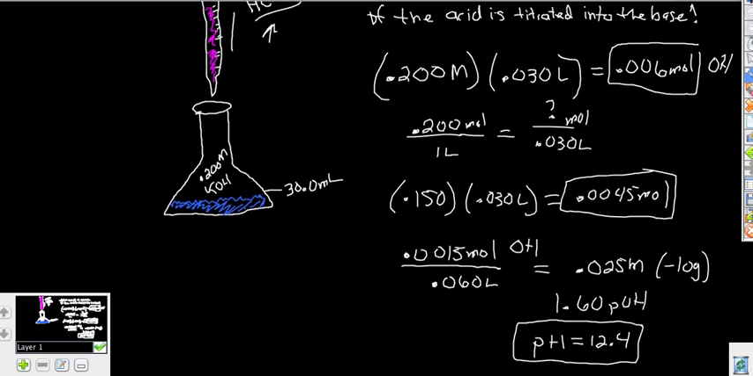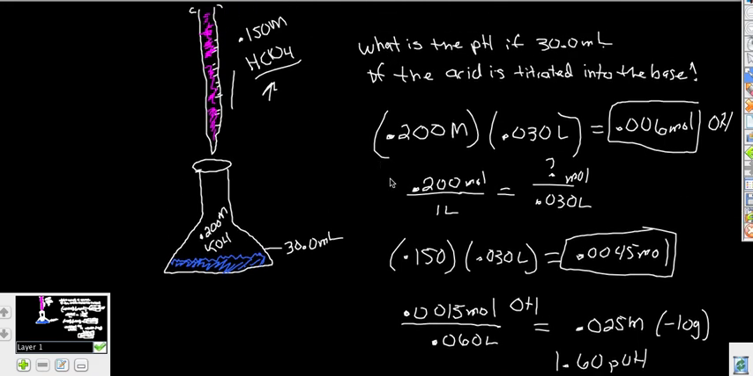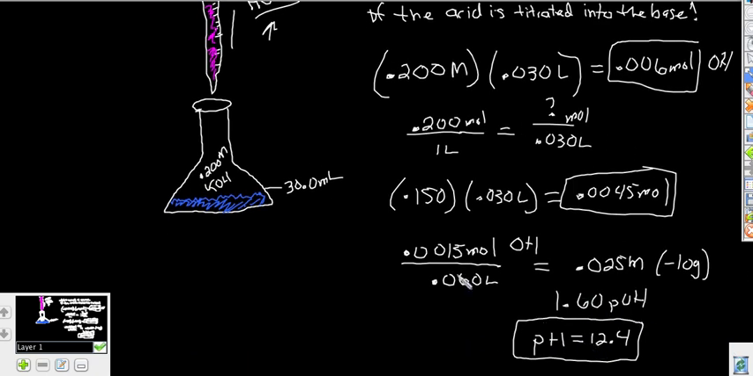So for any titration, you just really have to analyze what am I putting in there, what is canceling out, what's left over. Whatever's left over is going to determine your pH.